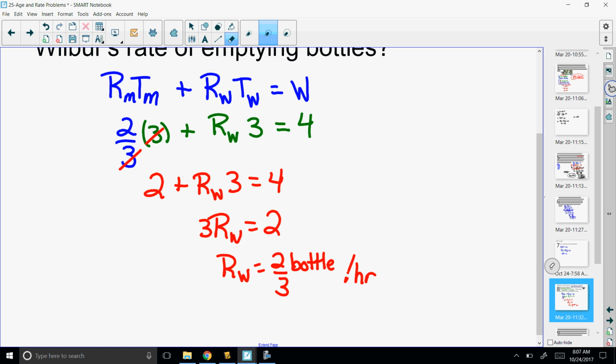So just make sure you recognize working together means that they are giving you the time and the work, overall time of work, and not just one individual. Next slide.